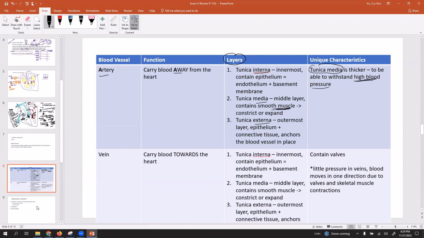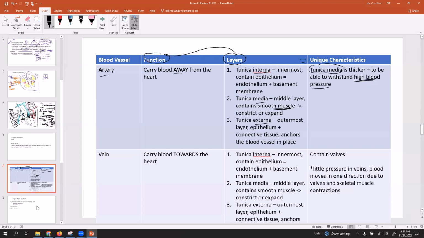If arteries were thin, they would rupture and we would die. And that's why it's structured the way it is, because it connects function to structure, hence giving us the unique characteristics of arteries.